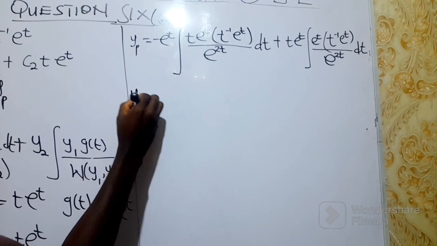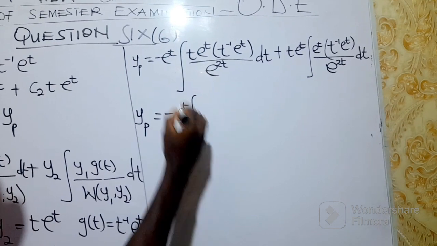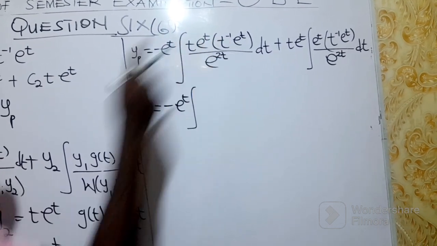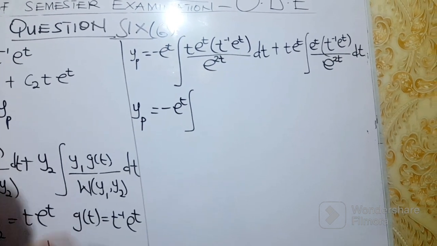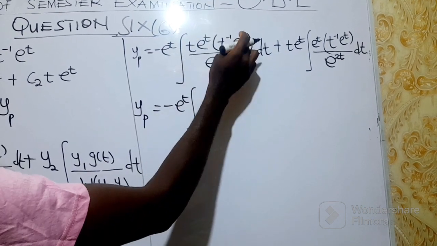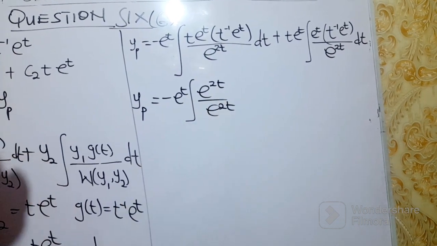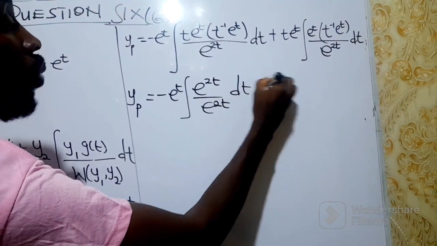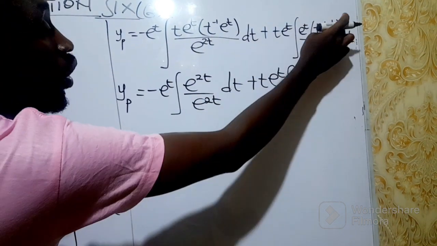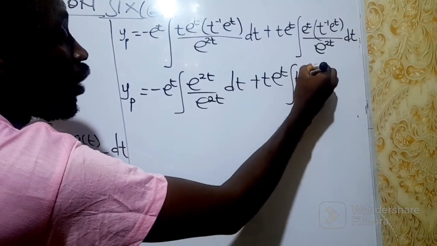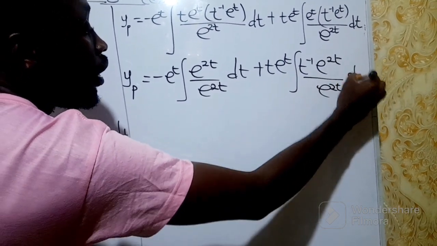So our y of p then will be equal to negative e exponent t, the integral. So t exponent 1 times t exponent negative 1, that will be t exponent 1 plus negative 1, and that will be 0. T exponent 0 is 1. So we have e exponent t times e exponent t will give us e exponent 2t over e exponent 2t dt. Then plus t e exponent t, the integral of, so this will multiply that again. So we have t exponent negative 1 e exponent 2t over e exponent 2t dt.